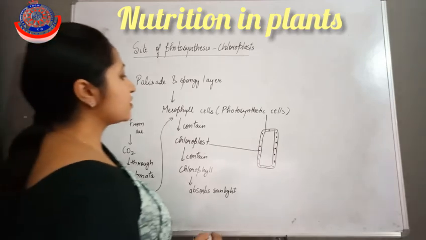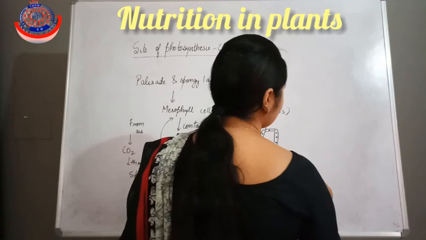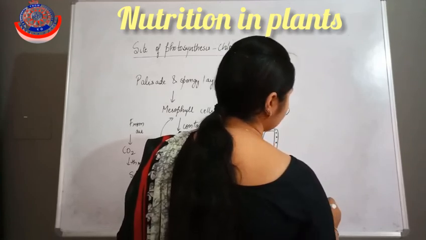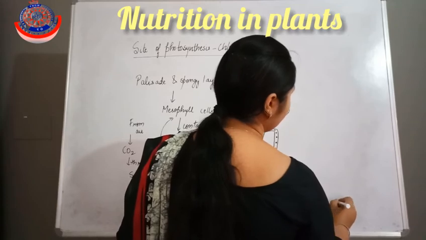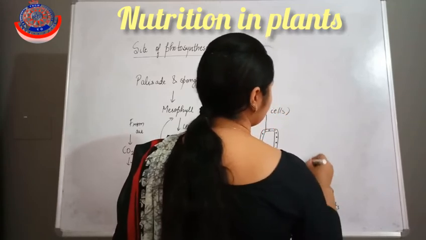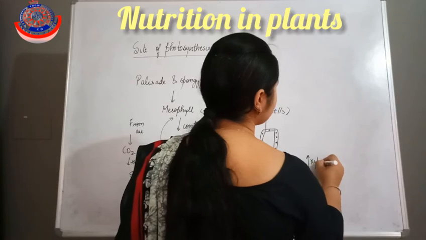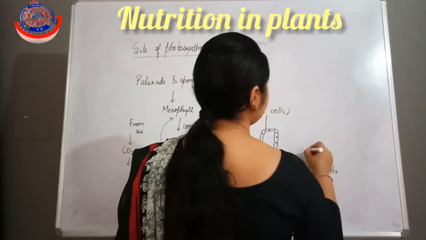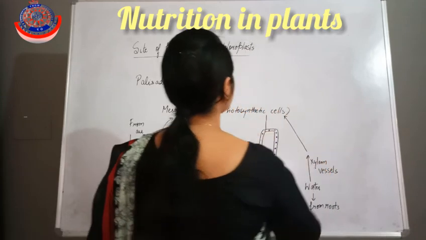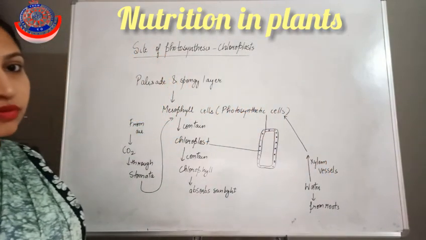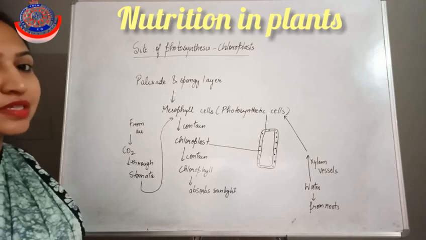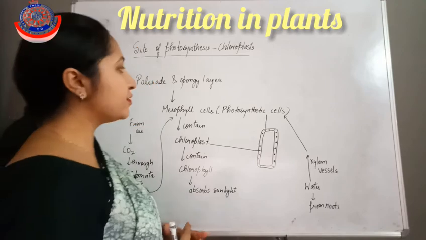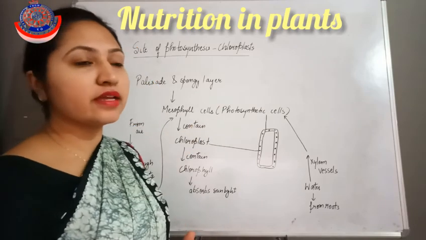Okay, now next is water. So water also comes from the roots, through xylem vessels, and enters the mesophyll cells. Xylem vessels are present in the roots, then from the roots to the stem, and from the stem to the leaves, and the water enters the photosynthetic cells.